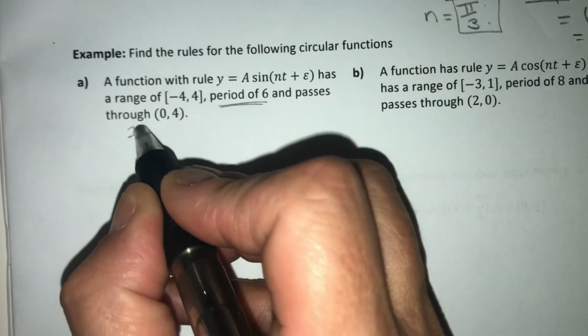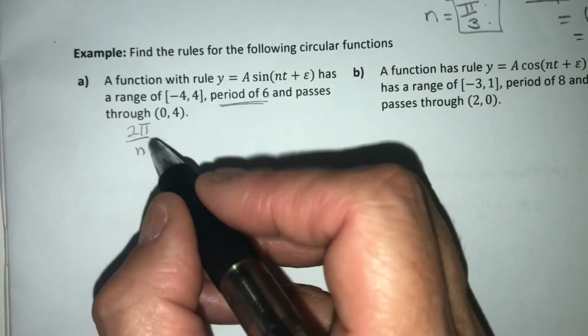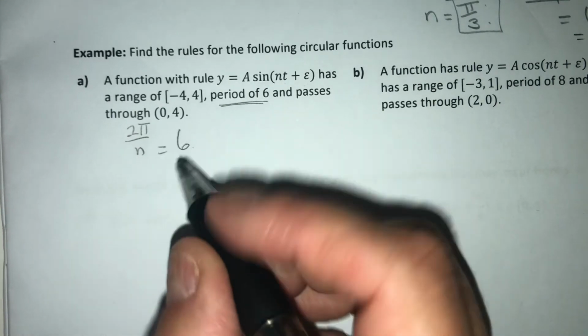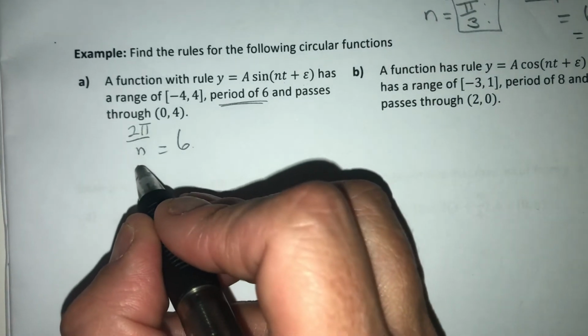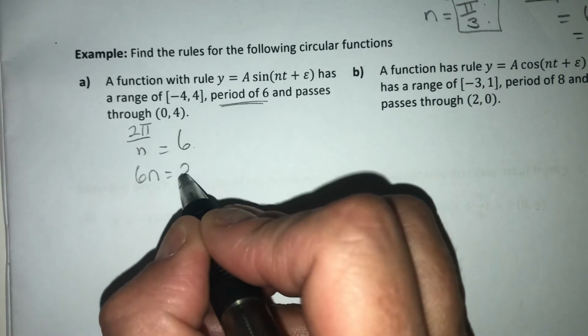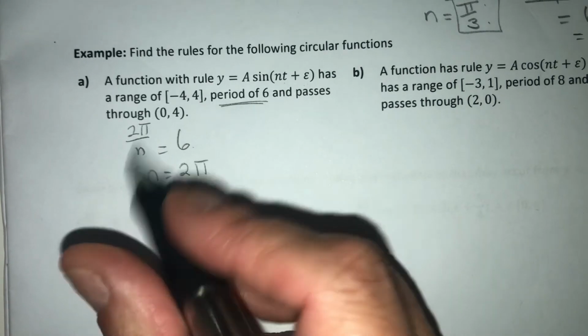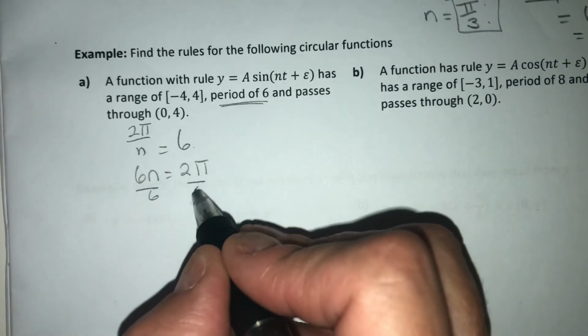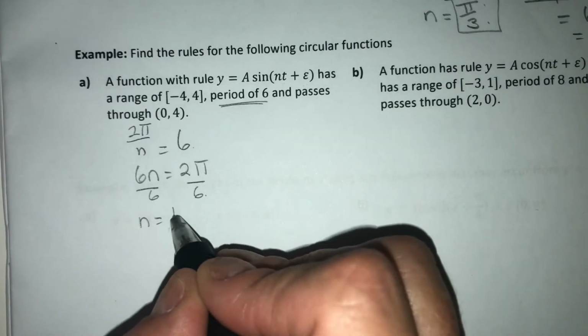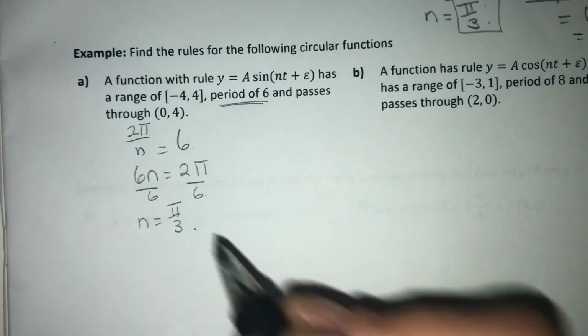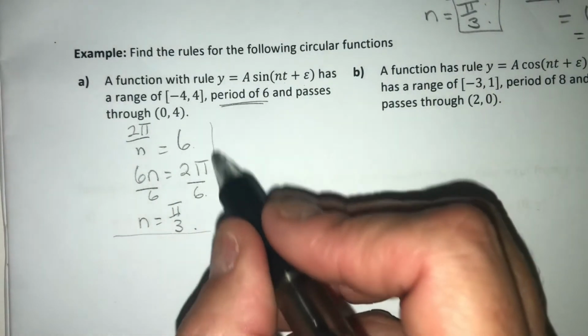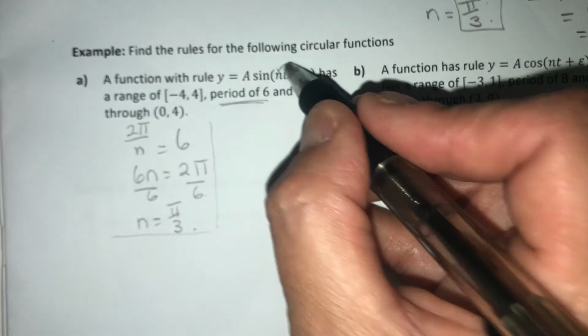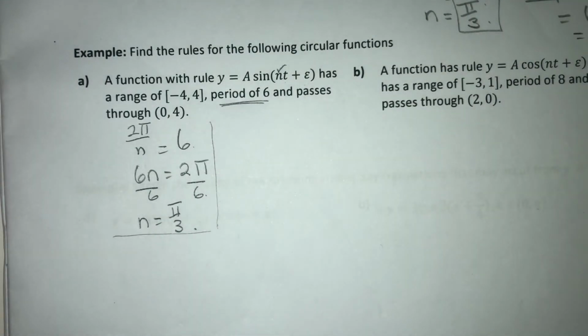So if we go 2 pi over n is equal to 6, play around with that. You should be going ahead of me because you're so good at this now, and divide by 6. So you should get an n value of pi on 3. Okay, so that's the first bit done. So we have ticked off the n.